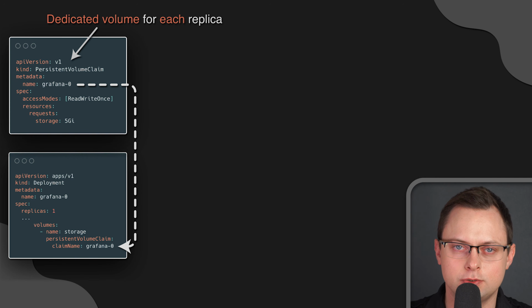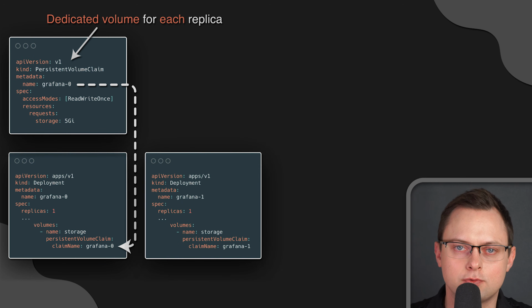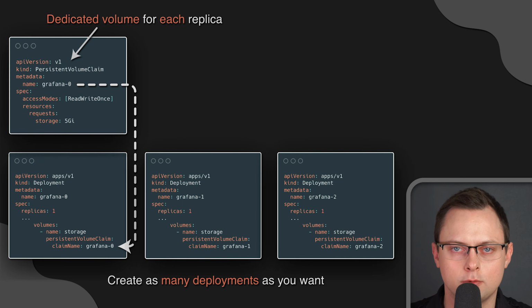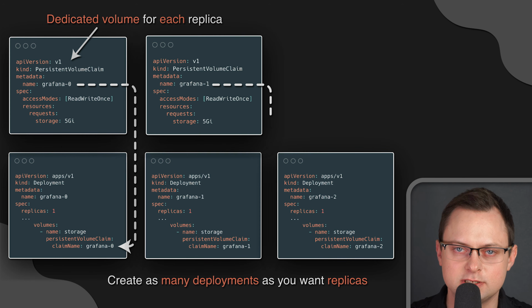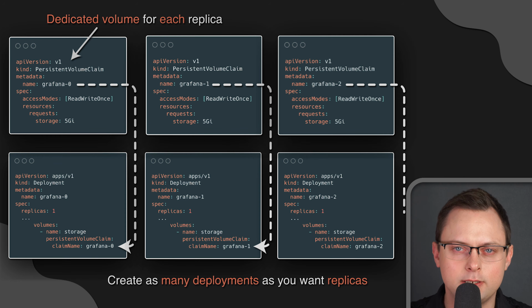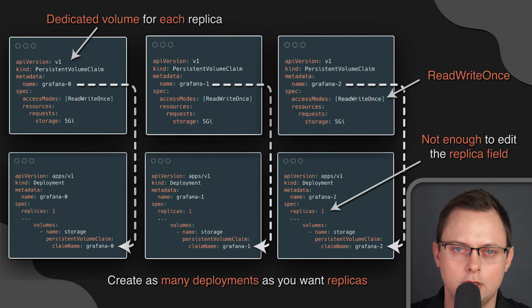If you decide to use a deployment object, you would need to create as many deployment objects as you want replicas of your application along with persistent volume claims. You can immediately see the problem. If you want to scale up or down, it's not enough to edit the replica field. You need to create or destroy both the claim as well as the deployment.